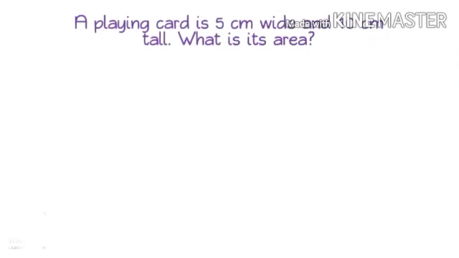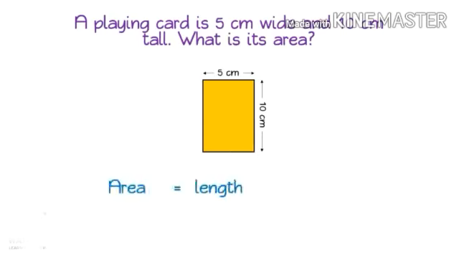Problem. A playing card is 5 centimeters wide and 10 centimeters tall. What is its area? Solution. The card is a rectangle of 5 centimeters wide and 10 centimeters tall. We have to find the area of this rectangle. Let us use the formula. Area of rectangle is equal to length into breadth.